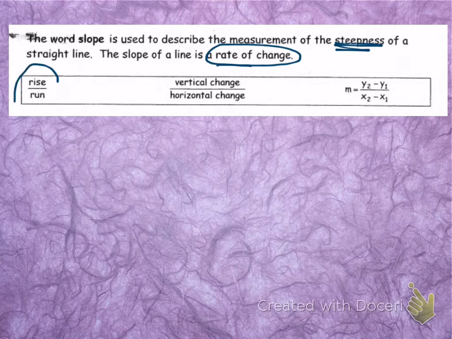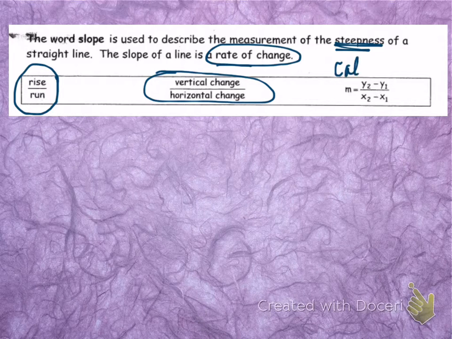We use the term rise over run to describe slope because it is the vertical change over the horizontal change. So vertical change, rise, over horizontal change, run. And then to calculate slope, we use this formula. M is the letter that we use to stand for slope in an equation. And so you'll see that most of the time that M equals slope.